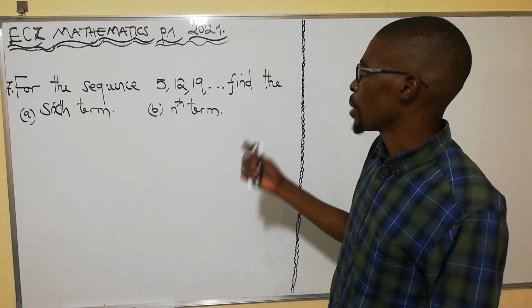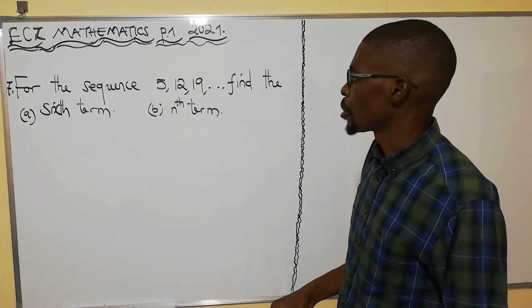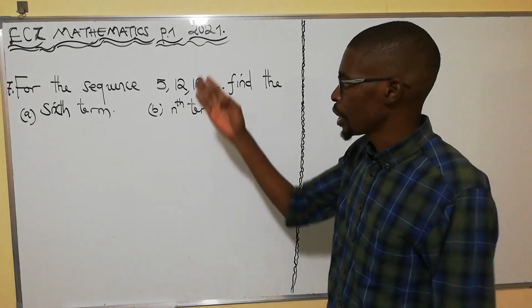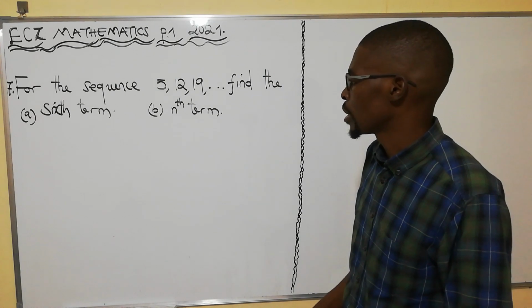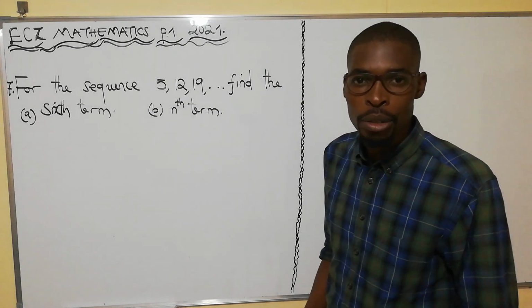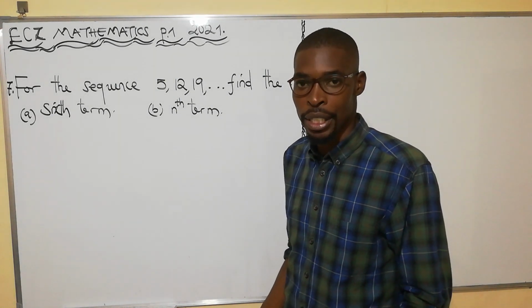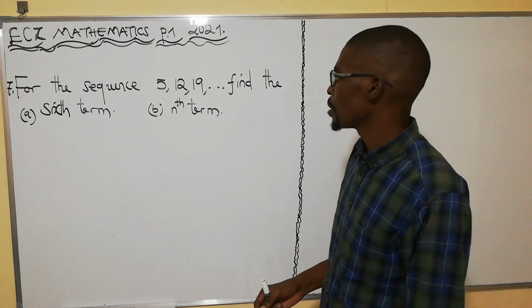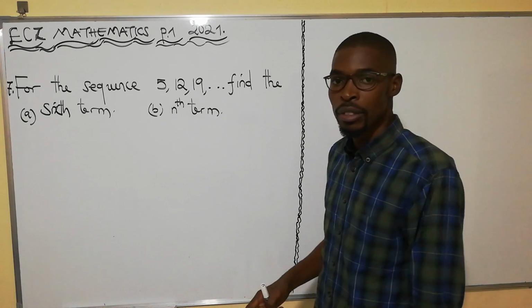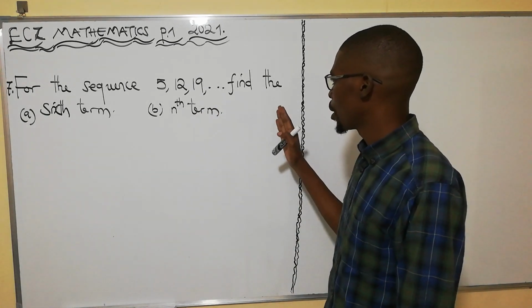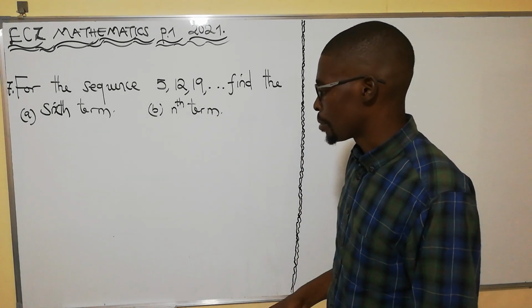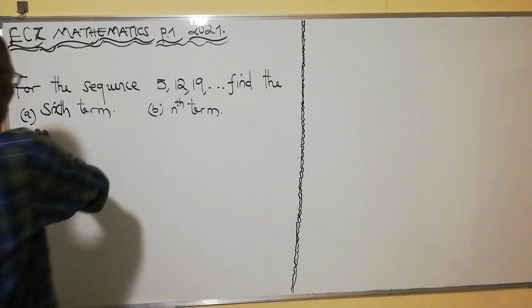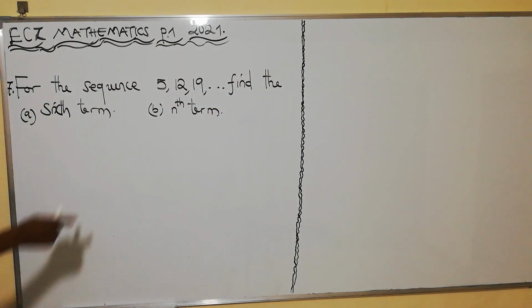In this lesson, we're looking at ECZ Mathematics Paper 1 of 2021. The question is question 7, coming from the topic of Arithmetic Progressions. And the question reads: for the sequence 5, 12, and 19, find the 60th term. That is what we must do in part A, and in part B we are supposed to get the formula for the nth term.